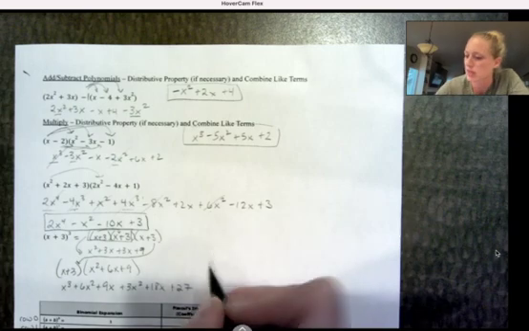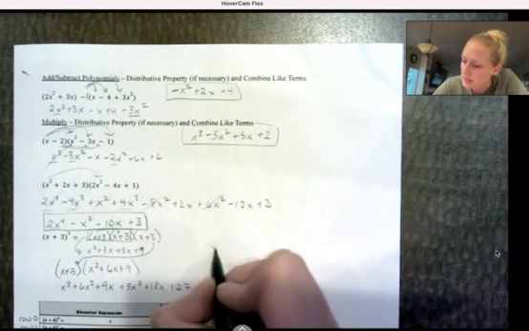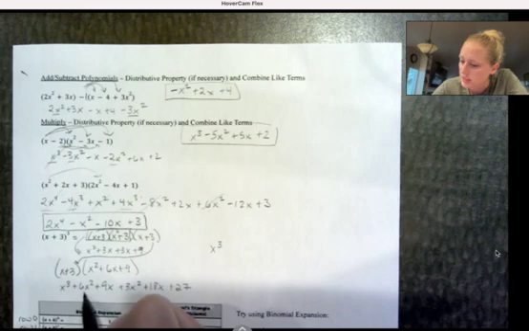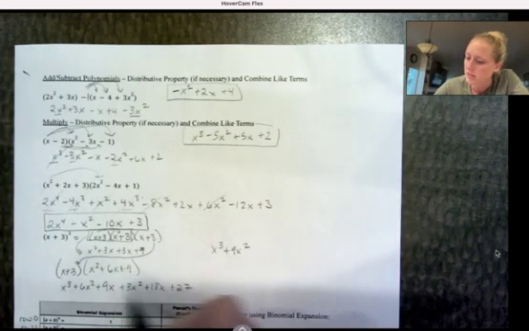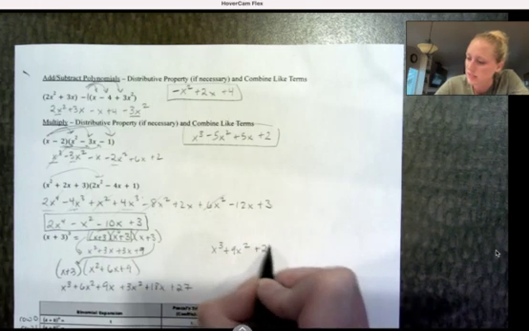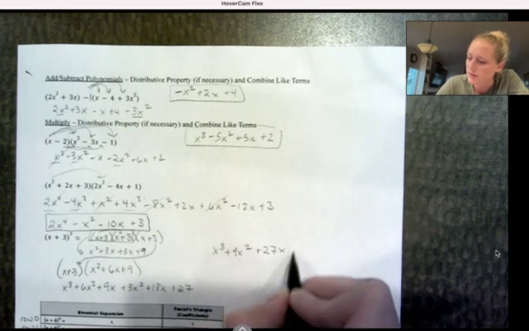Combining like terms and putting in standard form, I get x to the third. 6x squared plus 3x squared is 9x squared. 9x plus 18x is 27x, and then 27.